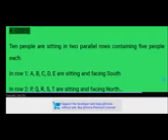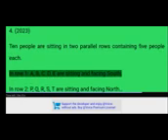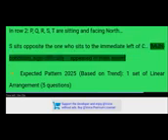4. 2023. 10 people are sitting in 2 parallel rows containing 5 people each. In row 1, A, B, C, D, E are sitting and facing south. In row 2, P, Q, R, S, T are sitting and facing north. S sits opposite the one who sits to the immediate left of C. Multi-condition, high difficulty, appeared in main exam.